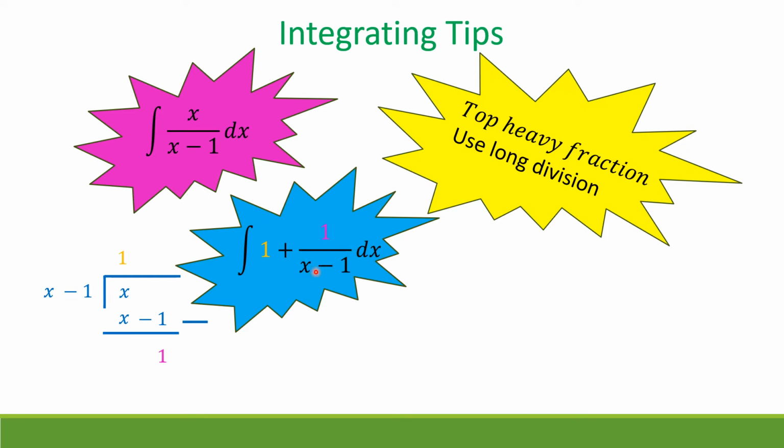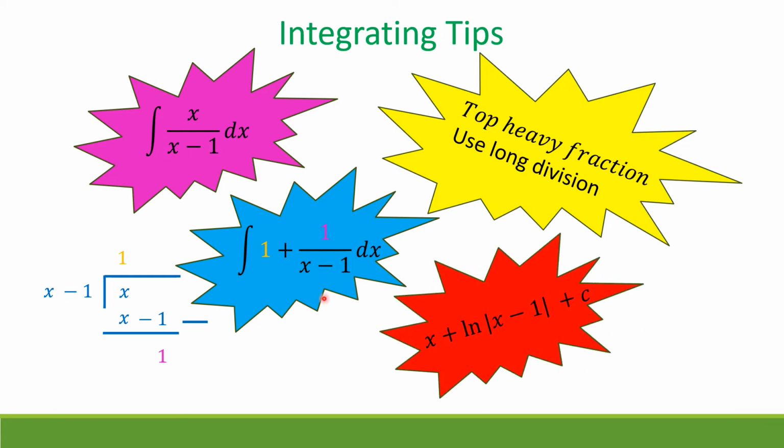1 out of this x minus 1. This is what is left. From here, I can now integrate. So the integral of 1 is just x, and the integral of 1 over x minus 1 is just ln of the denominator, which is x minus 1, divided by the differential of the x, which is just 1, so it doesn't make a difference, plus your constant c. Remember to always add c when you're dividing and you're integrating.